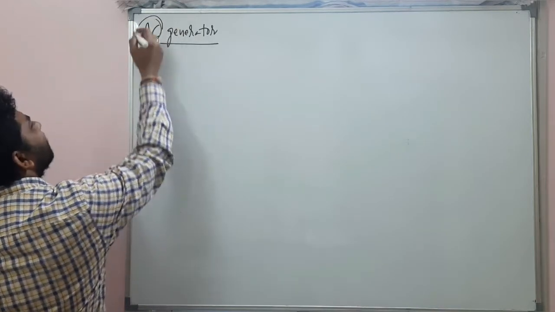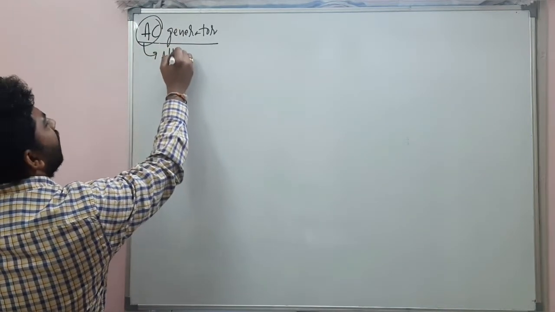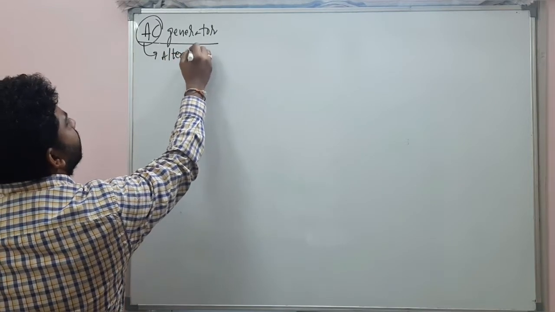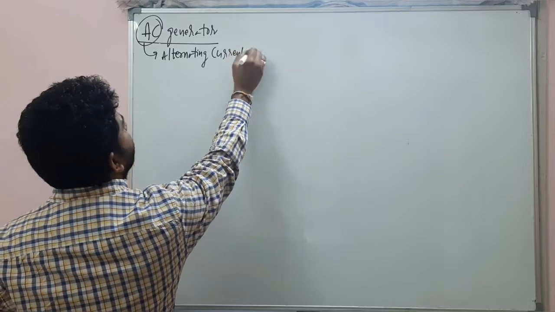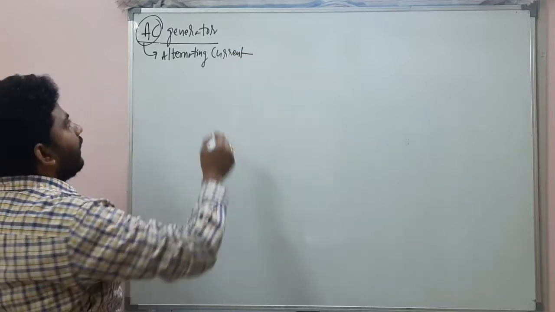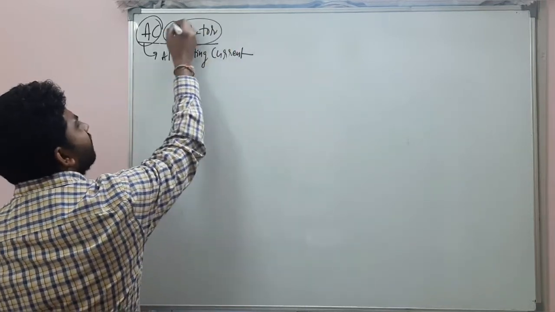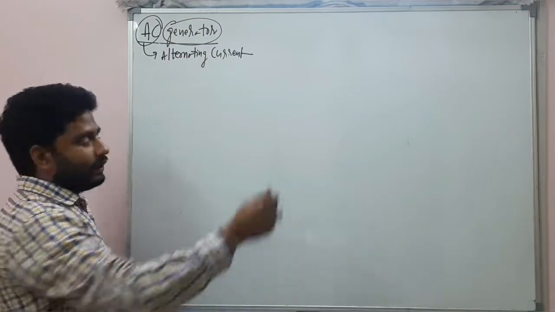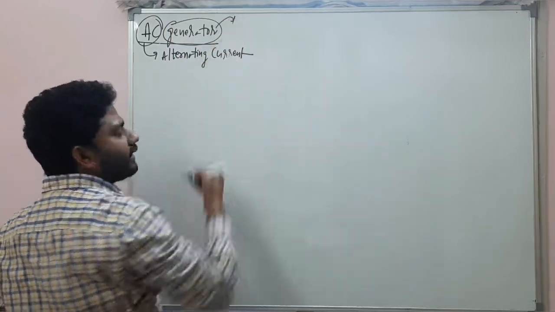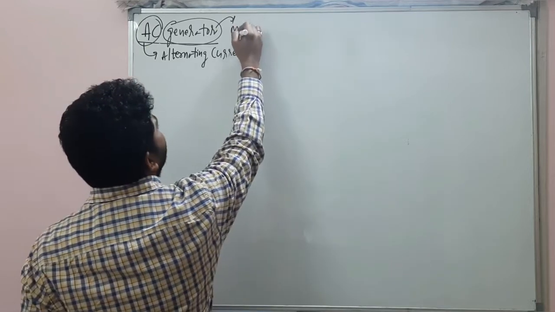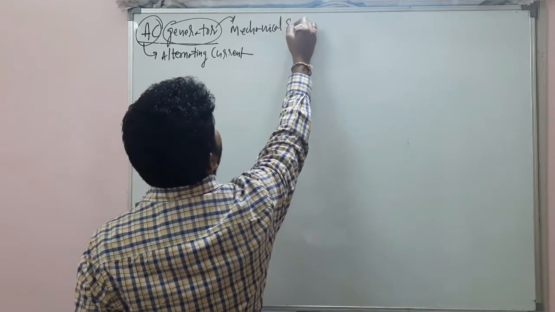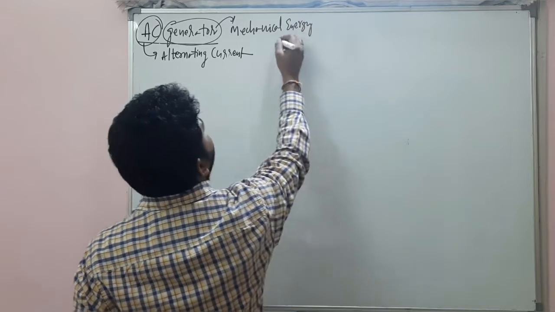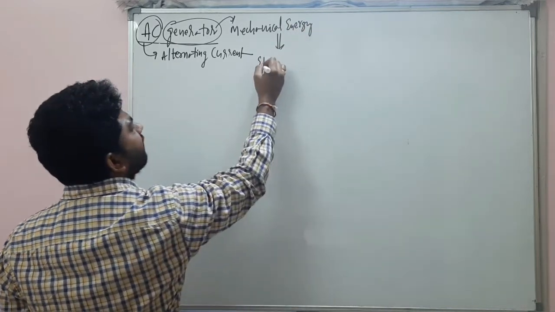What is AC? It's alternating current. What is this AC? Alternating current. And this generator generates electricity from mechanical energy, right? So a generator will generate electrical energy from mechanical energy.